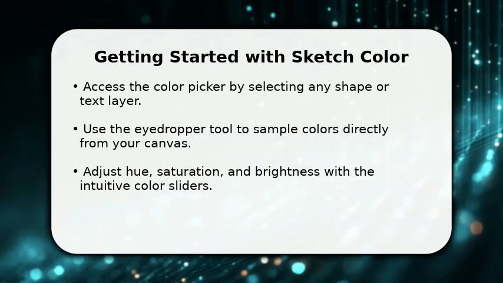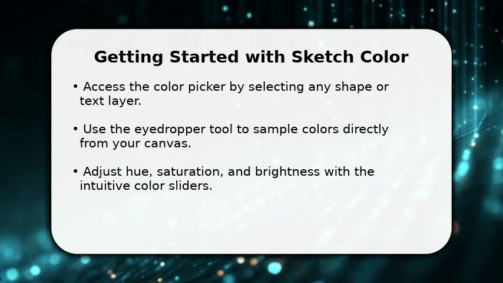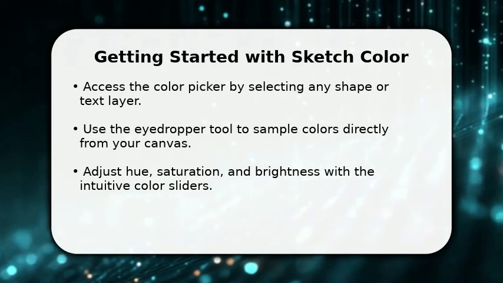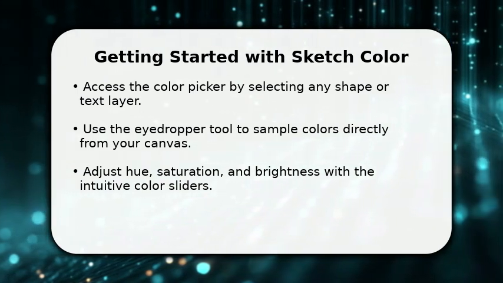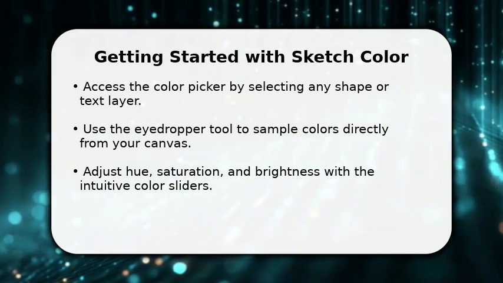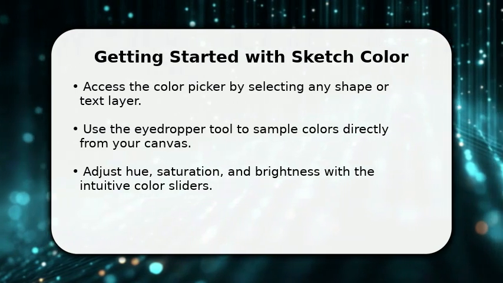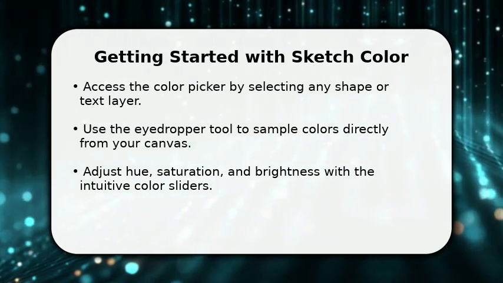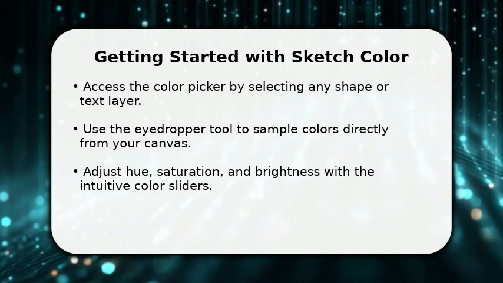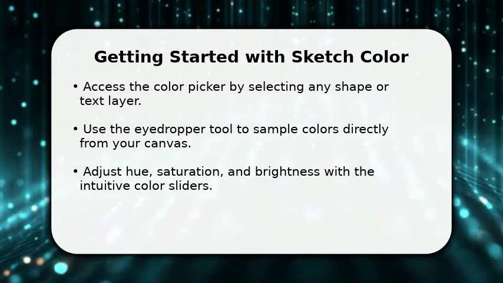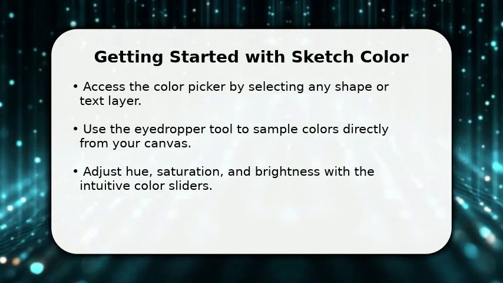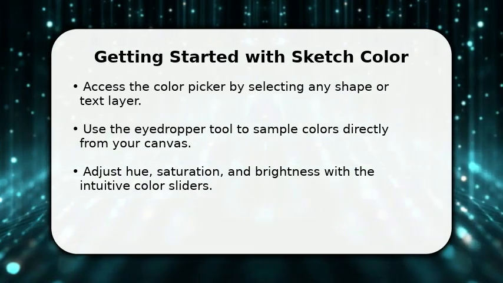In this video, I will explain how to use Sketch Color. To begin, simply select any design element like a shape or text. You'll then see the color picker appear in the Inspector panel on the right. Here, you can easily choose a new color using the color wheel or input specific hexadecimal values. Don't forget the eyedropper tool, which lets you sample any color from your artboard with just one click, making color matching incredibly simple and fast.